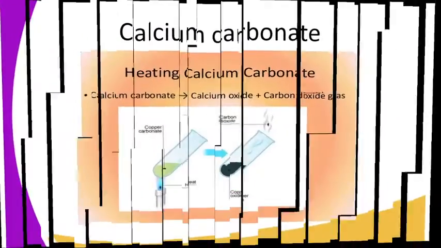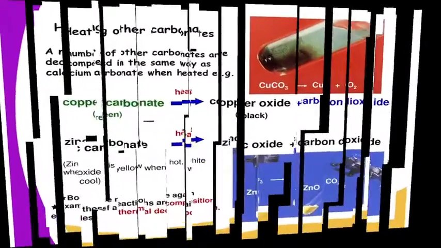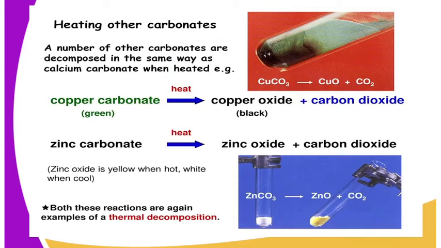Let's say when we heat copper carbonate, what do we get? We get copper oxide plus carbon 4 oxide gas. And zinc carbonate is white, but when we heat it, it turns yellow. That's because zinc carbonate decomposes to form zinc oxide plus carbon 4 oxide. Zinc oxide is yellow in color.